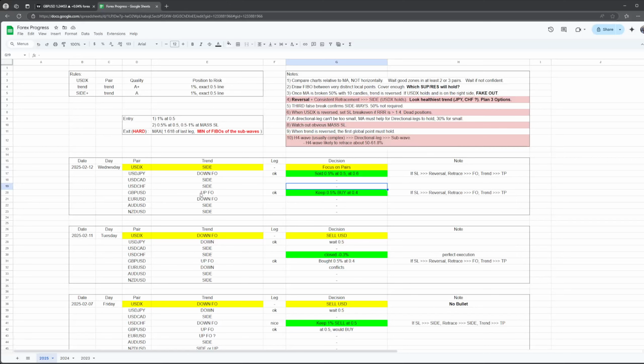So let's write it down. Pound USD, currently the trend is up with the fake out, leg size is nice, and I bought, risking 0.5% of my account at the 40% retracement, which is still a good zone to trade. And now since the market is accumulating profit, I will have to let the profit run.